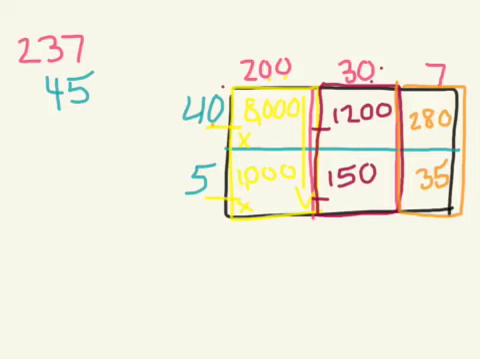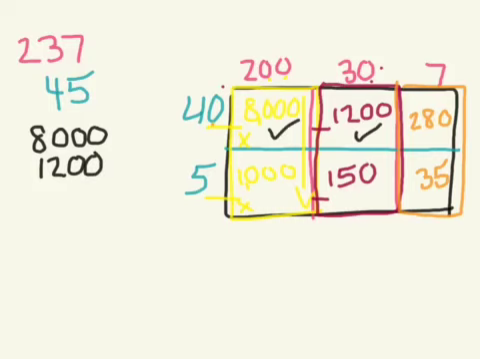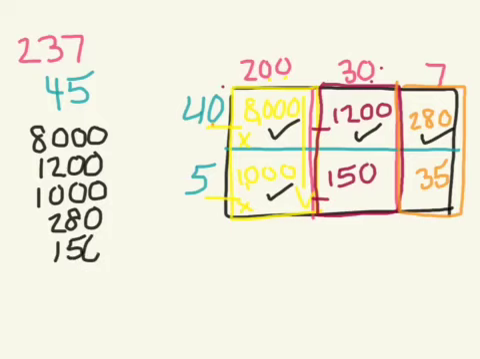And I like to go in order, so highest number on top. We'll do 8,000, then 1,200. And I'm going to go ahead and check them off as I add them in. Then 1,000, then 280, then 150, and then 35.